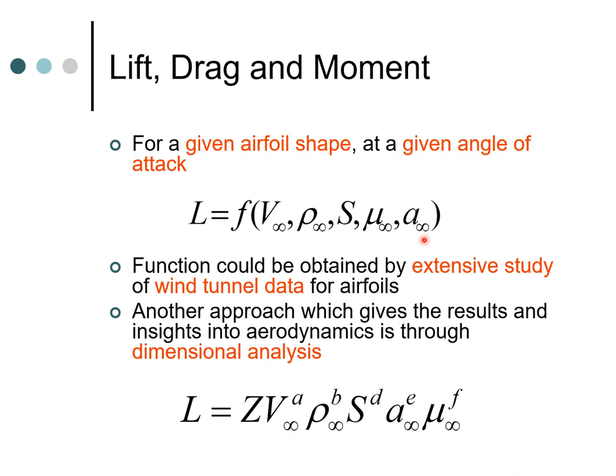Now, like I mentioned, this function could be obtained by an extensive study of wind tunnel data for airfoils, and that would be something which we could do. But before anybody does that, what can be done is we can look at simple dimensional analysis. And that way, what we do is we write this equation out. We assume a relationship such that V is to the power A, rho is to the power B, S is to the power D, a is to the power E, mu is to the power F. And we try to equate the dimensions on both sides of this equation.